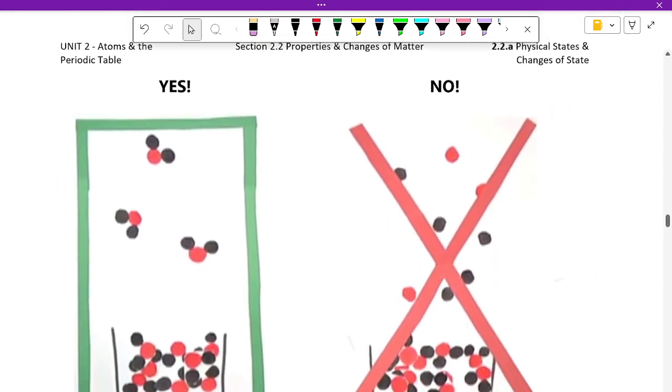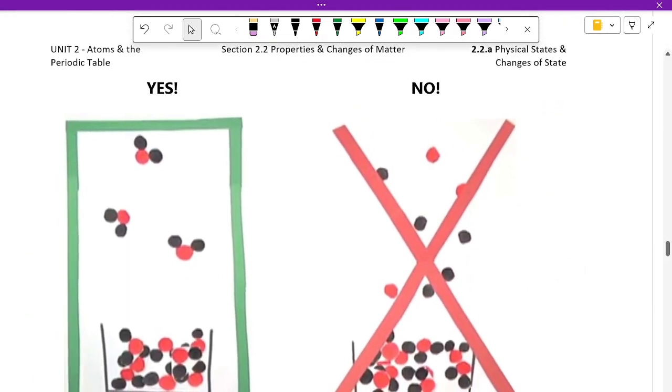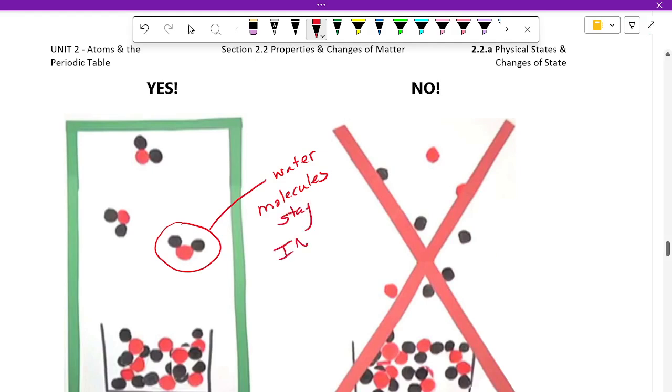Okay, so this is what Tyler showed us. He showed us that when things boil, the water molecules stay intact. Do you guys know the word intact? What does intact mean? Not broken apart.